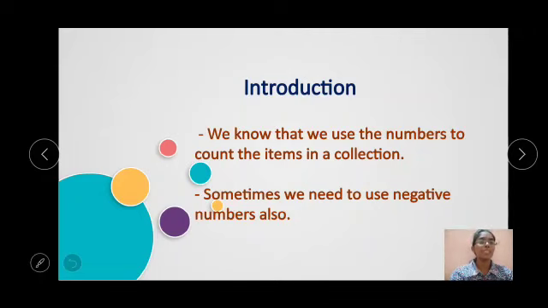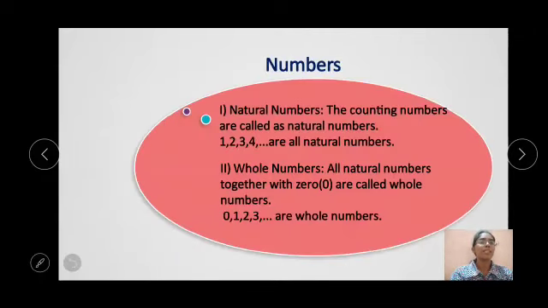Now we will see what are the numbers. There are some types of numbers. First is natural numbers. The counting numbers are called as natural numbers. 1, 2, 3, 4 and so on are all natural numbers. We cannot define the last natural number.